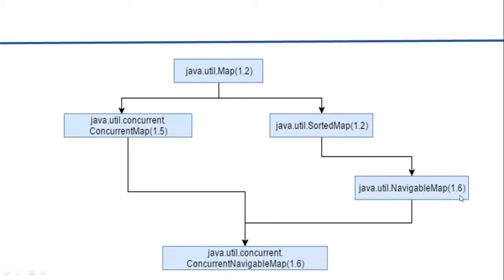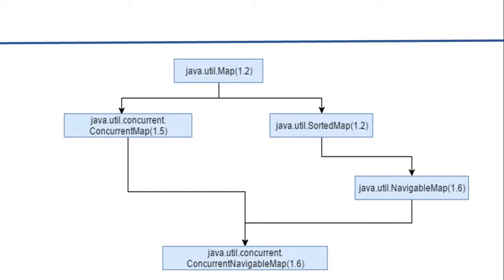java.util.NavigableMap. This was introduced in JDK 1.6. This extends SortedMap and provides extra methods for navigation purposes. The last sub-interface in java.util.Map is java.util.concurrent.ConcurrentNavigableMap. This was introduced in JDK 1.6. This ConcurrentNavigableMap extends ConcurrentMap and NavigableMap and provides thread safety to NavigableMap.